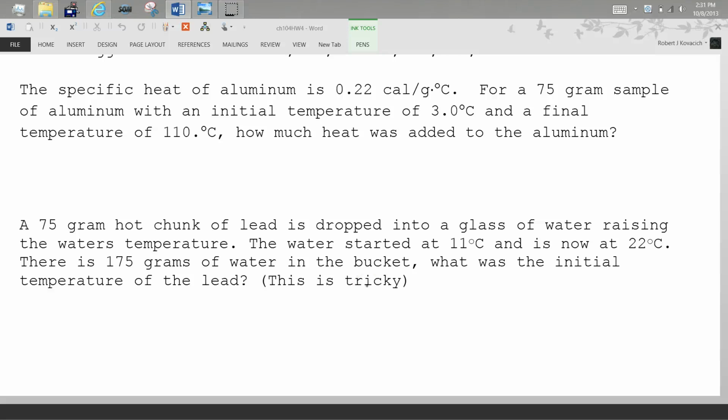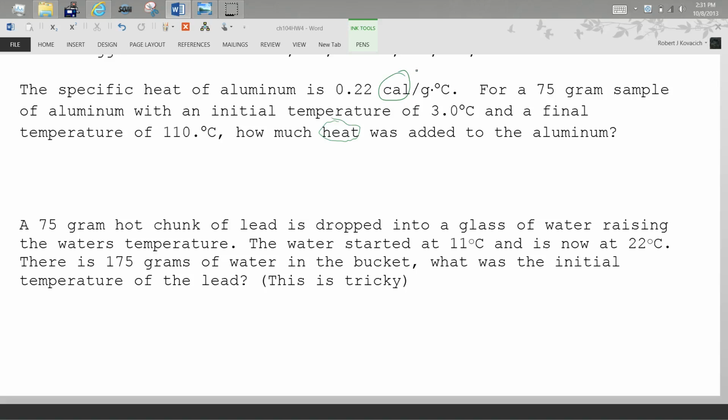Okay, let's go over homework 4. This question is asking for what? What are we looking for in this question? We're asking about how much heat, correct? So if I'm looking for heat, what unit am I looking for? I'm looking for calories. Of the numbers that I have written up here, the only number that has the calorie unit in it is the specific heat.